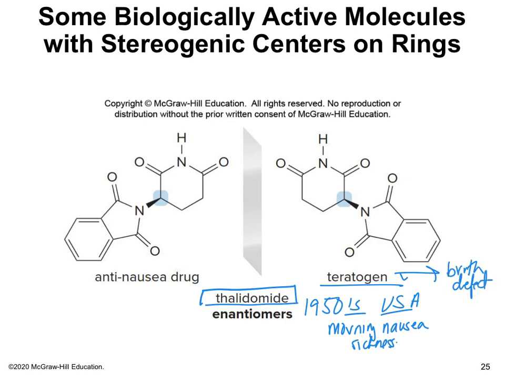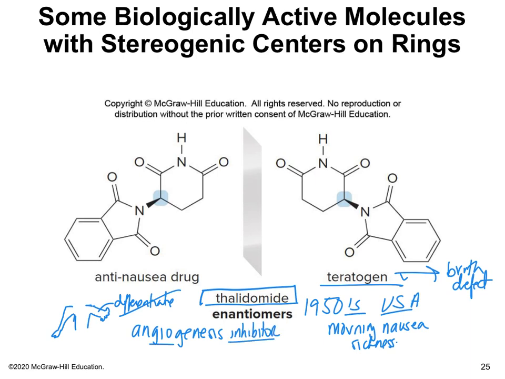So these children were being born with these premature limbs. If you ever see someone, and you can actually go online and see these babies, they have these hands that grow kind of, it looks like it's almost growing out of their shoulder, okay? Because the limbs never differentiated. And the reason why, and they didn't know this, but one of the enantiomers is an angiogenesis inhibitor. And what that means is it stops blood growth.